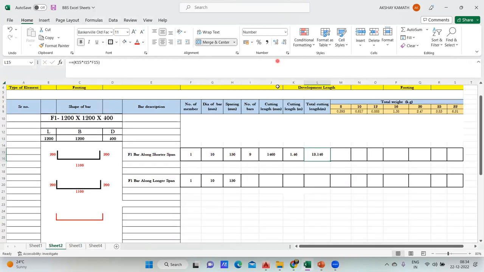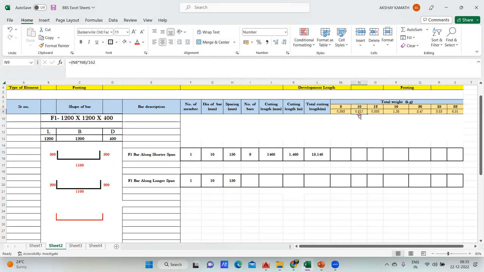If you want, you can increase this and this also you can increase. Done? Fine. That's it. Simple. Your calculation is done. Total cutting length we have found. Next, we are supposed to find the weight of the bar. So which is this? What is the diameter of my bar? It's a 10 diameter bar. Good. And what is the weight of a 10 diameter?